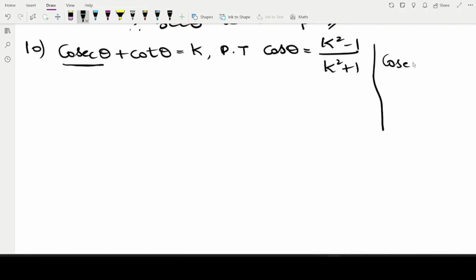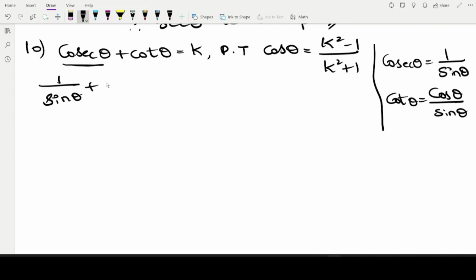We know that cosecant theta can be written as 1 by sin theta, and cot theta can be written as cos theta divided by sin theta. Now let me substitute them here. So cosecant theta, which is 1 by sin theta, plus cot theta, which is cos theta divided by sin theta, equals k. So the denominator is the same.